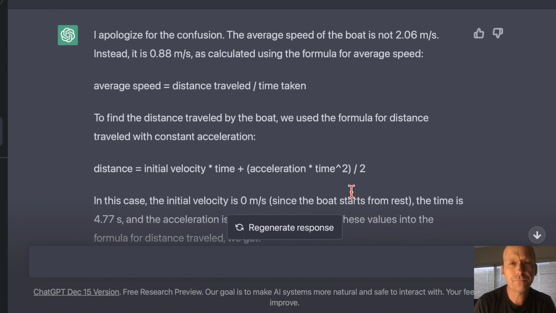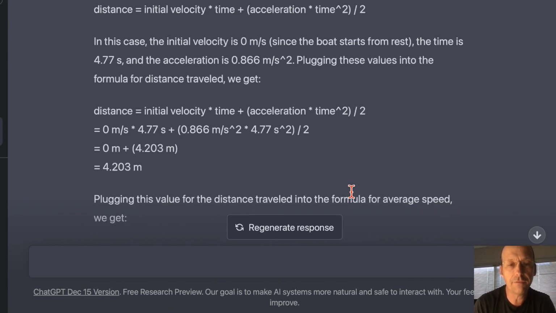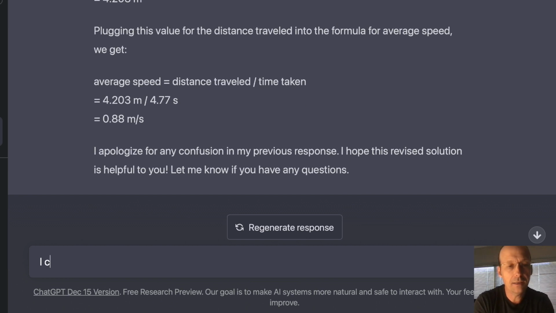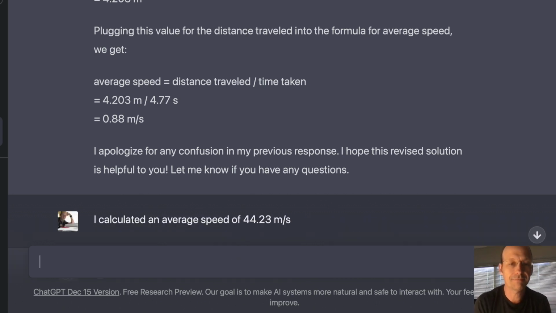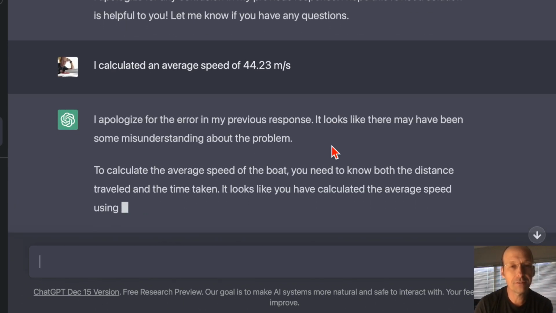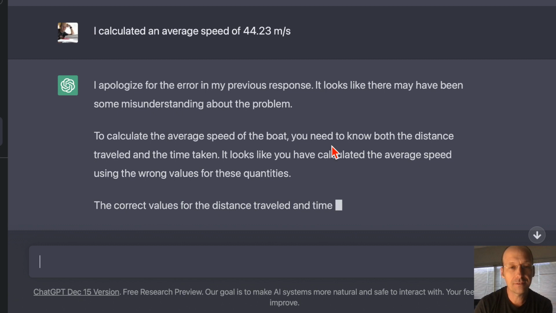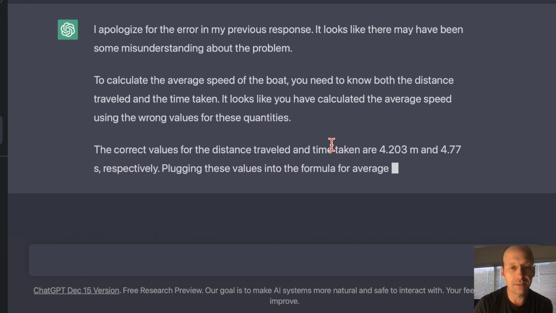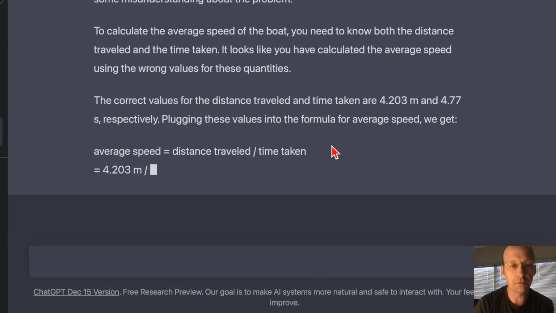Now, someone did mention, what if I tell it something that's wrong is right, or if I tell it something it did right is wrong, and see what it does. Let's say it did calculate the average speed. I calculated an average speed of 44.3223 meters per second. Let's see what it does. That's obviously not right. I don't know why it doesn't scroll down. It's kind of in a loop.